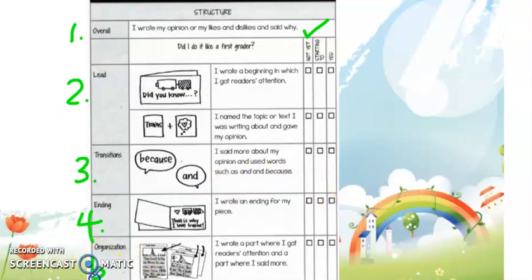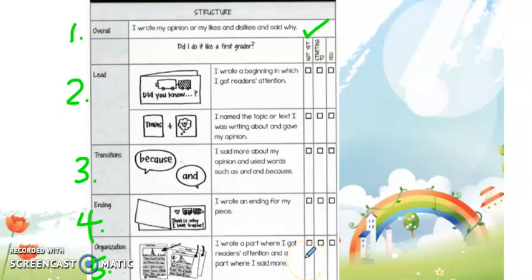And the last part, number 5, is organization. Okay? I wrote a part where I got readers' attention and a part where I said more. That means you need to write many parts for your writing. Usually, you should have an introduction, the body part with many reasons and examples, and a conclusion. So if you have it, check yes. If you do not have it, you check no.